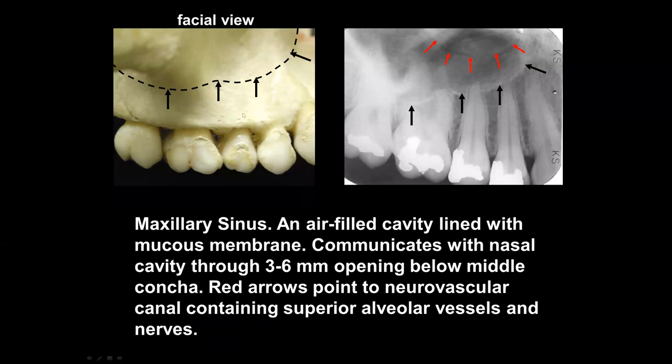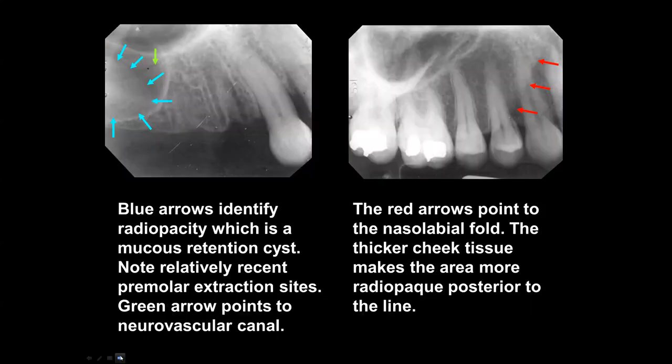Then you have the maxillary sinus, which is an air-filled cavity, we know that. Here you can clearly see a blood vessel within the maxillary sinus, seen with the red arrows. Here, there is a radiopacity within the maxillary sinus that is usually a mucus retention cyst. And in the second radiograph, the red arrow shows the nasolabial fold.